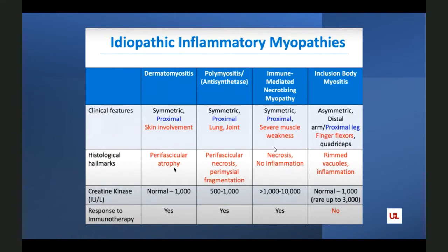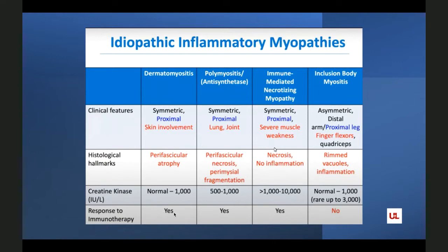Histology for dermatomyositis, you can see perivascular atrophy. In antisynthetase, you will have necrosis, and in immune-mediated as well, you will have necrosis, but no inflammation. And in classic IBM, you will see rimmed vacuoles. That is very important. And when it comes down to CK, for the first two, dermatomyositis and polymyositis or antisynthetase, CK can be normal or close to 1,000. But it's really important for us to see if the CK is more than 1,000, then we lean towards necrotizing myopathy. And even for IBM, it can be normal.